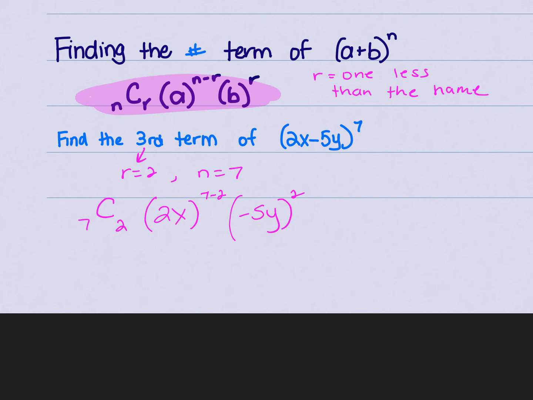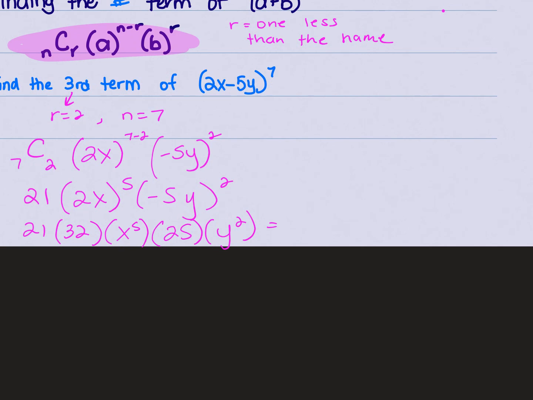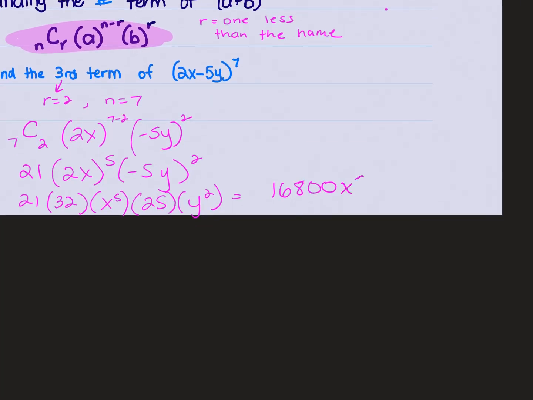Remember, that's under your probability menu, depending on what calculator you have. Make sure you know how to plug that in. That's 21. This would be 2x to the 5th, negative 5y to the 2nd. 2 to the 5th, 32. X to the 5th, negative 5 to the 2nd, 25, and then y to the 2nd. So 21 times 32 times 25 is 16,800. X to the 5th, y to the 2nd. And again, I gave answers with thousands in them, with a comma and without, so you could type it either way.